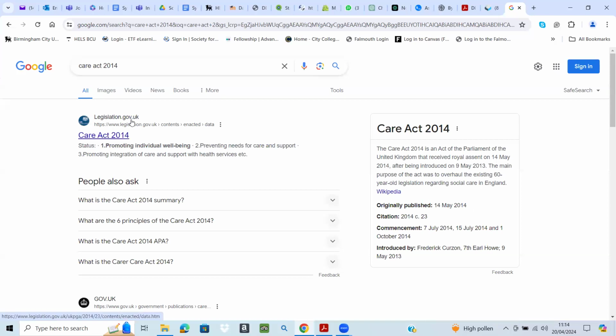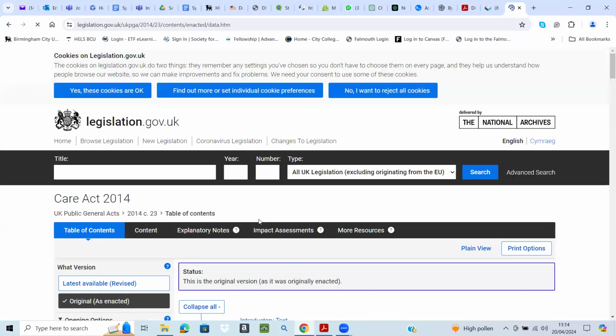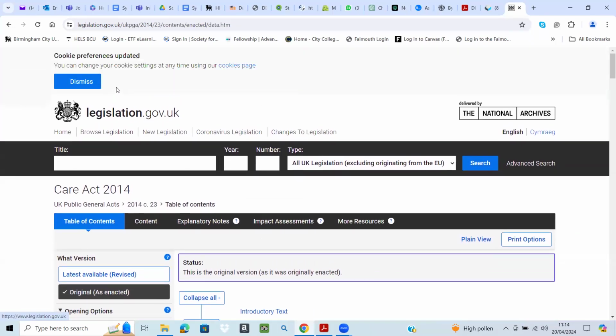We can use this website. This is a proper website, and it's from the government, so it's .gov.uk. Whatever information it has, it is a reliable source of information. So for example, if we are using any information for the CARE Act 2014, accept the cookies.